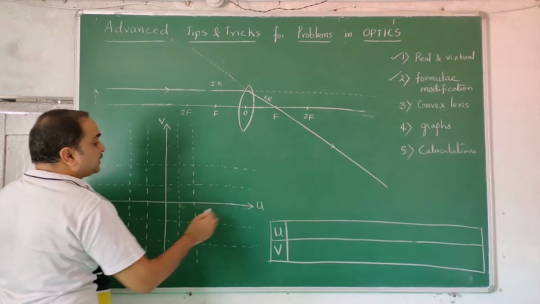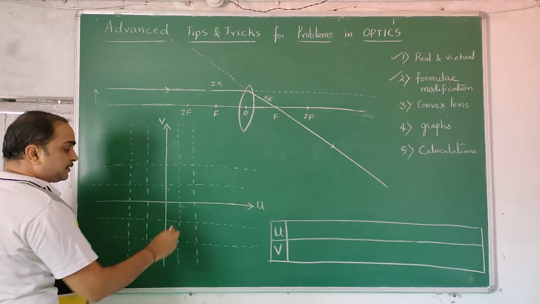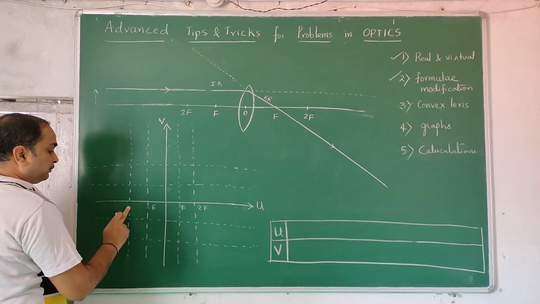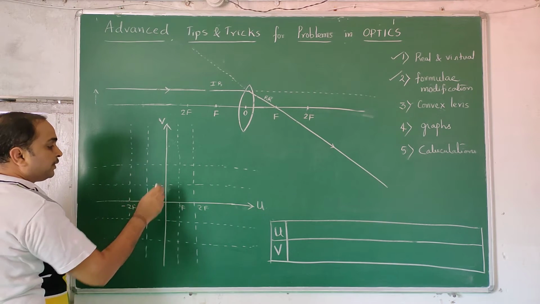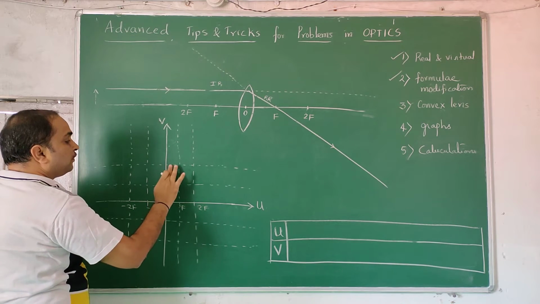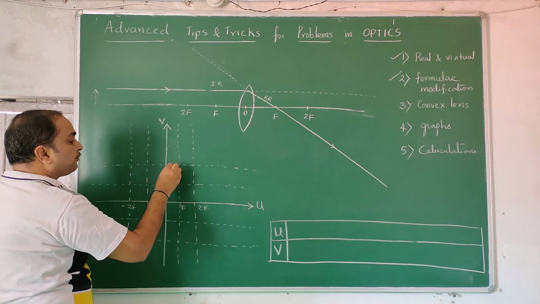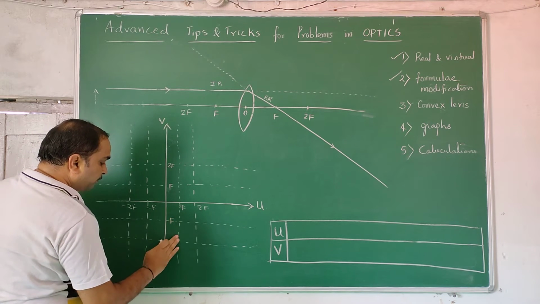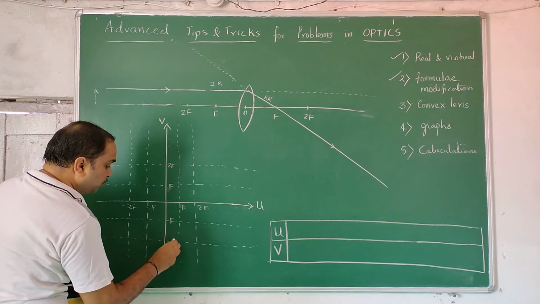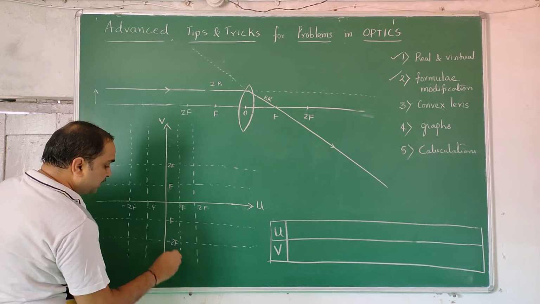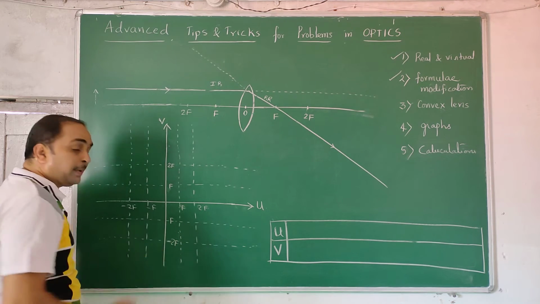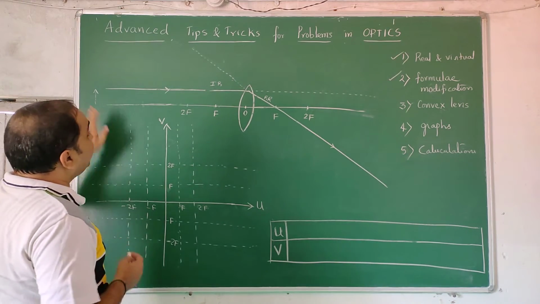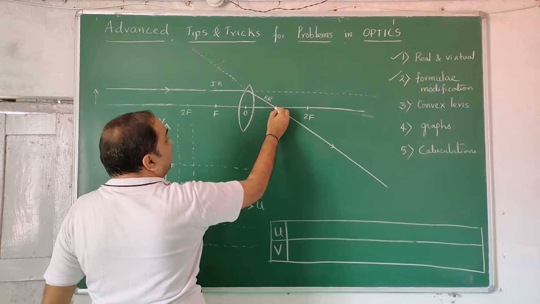This is object distance along the x-axis, image distance along the y-axis. F, 2f, minus f, minus 2f. Image distances f, 2f, plus 2f, and downward minus f, minus 2f. All the required points are now properly written. So as the object is at infinity, the image will be at focus, a point size.